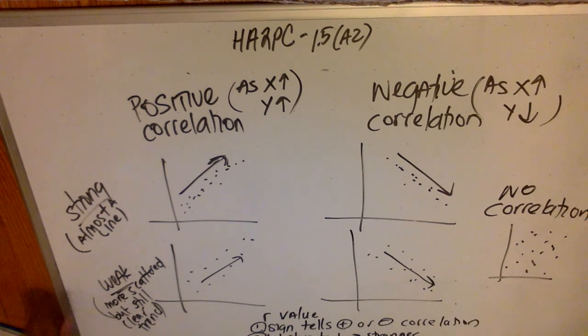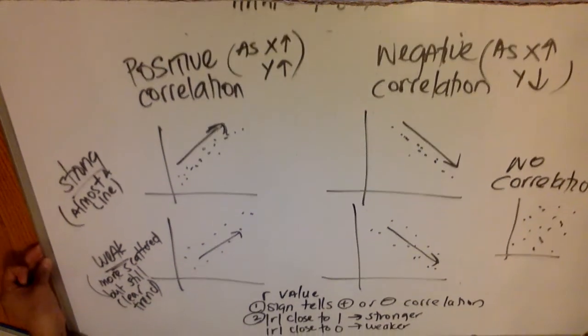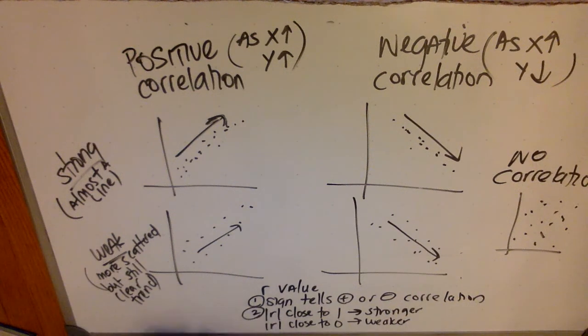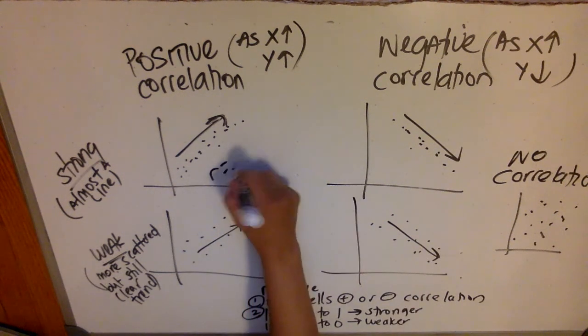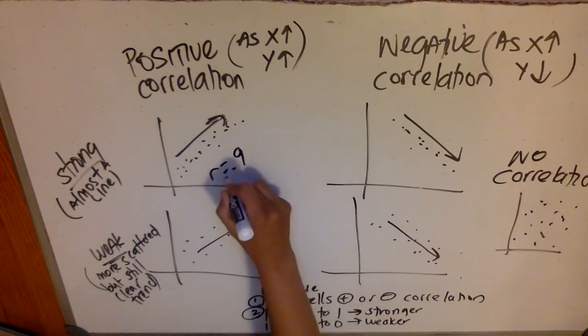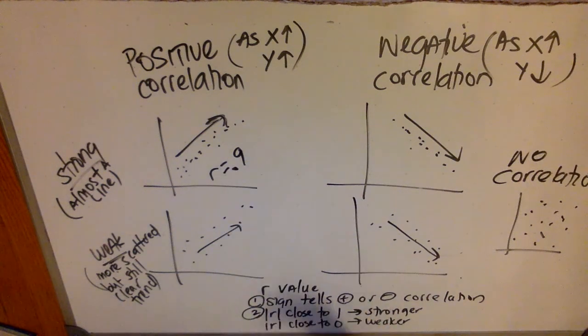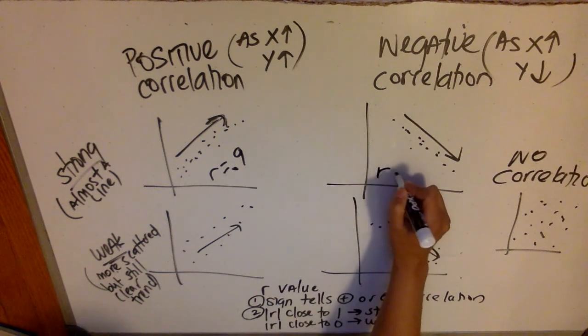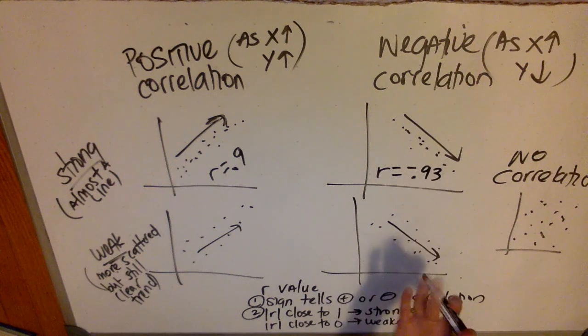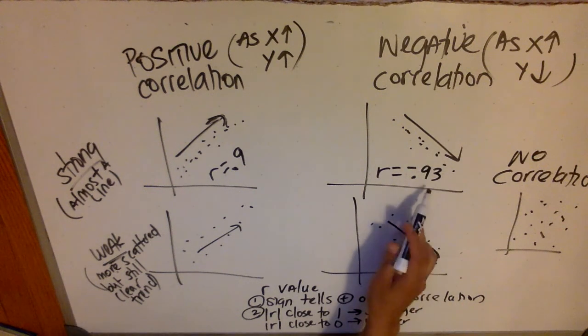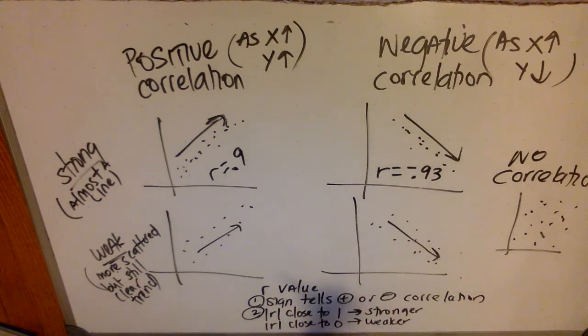If you're really, really close to 0, we're talking no correlation. So looking at R values, this might be an R value of 0.9. It's close to 1 and it's positive. This might be an R value of negative 0.93. It's close to negative 1, close to 1 in size, but it is a negative number for a negative correlation.